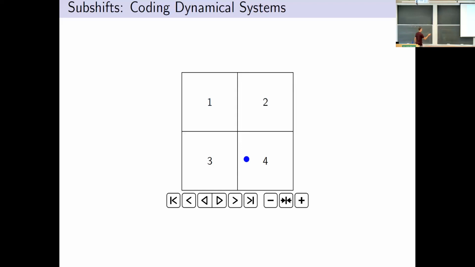I can code this orbit by doing what? Let's say that point there is at a four. Then if I keep playing here, this will go next to a three, a one, three, a one. So four was where my point X was. Three was where T of X landed. One is where T squared of X landed, and so on, right? I can keep doing this little game, and I got a one again here. So this was where T cubed of X was. So this gives me an infinite sequence of symbols that's coding this map.